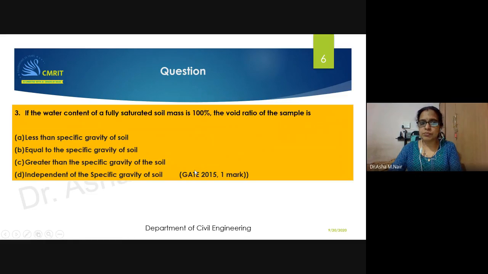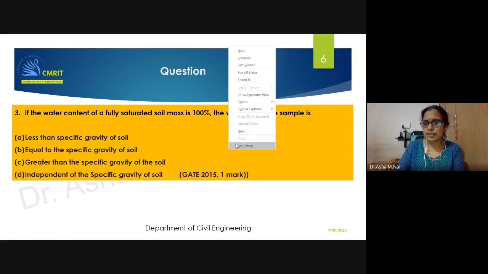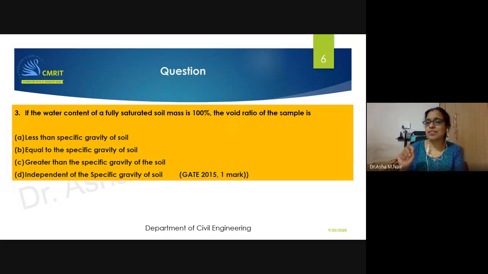Next. If the water content of a fully saturated soil mass is 100%, the void ratio of the sample will be... Please keep in mind for any such equations, whatever I have told in part 1, the expression should be at your fingertips. So the moment you are given water content and it is saturated, it is S and it is W that they are asking.